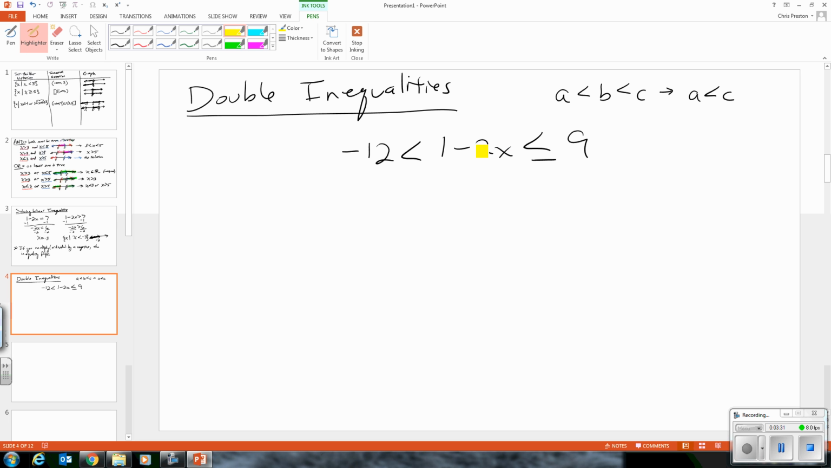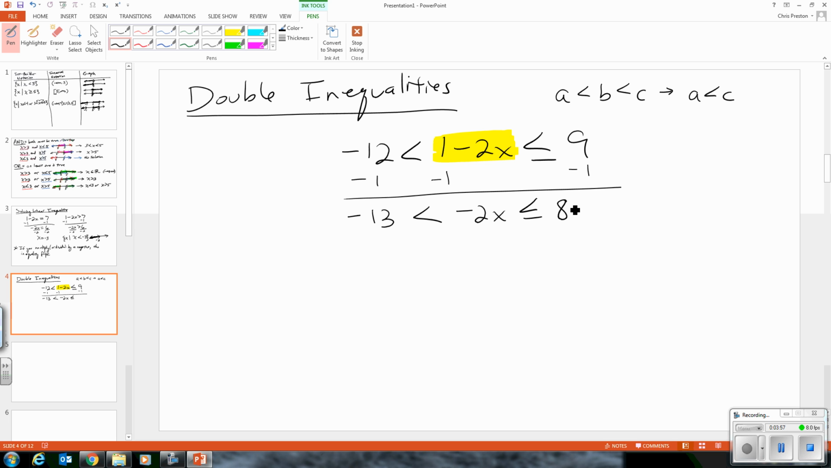So I'm going to focus on the part with my variable. I'm looking at this middle part. I'm going to work with the outside parts, but I'm not going to pay much attention to them for the moment. I want to get x by itself. Just like in the previous problem, I want to subtract 1. This time I'm going to subtract 1 from all 3 parts. Again, that's keeping the relationship the same. Now again, I'm going to focus on the part with the x. I want to get rid of that -2, so just like before, I'm going to divide by -2.